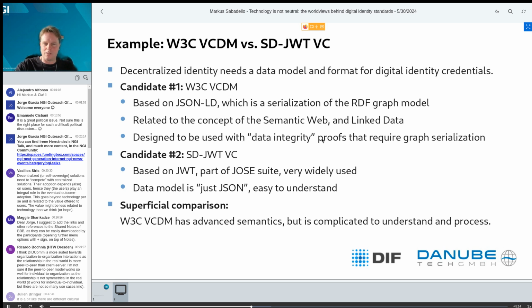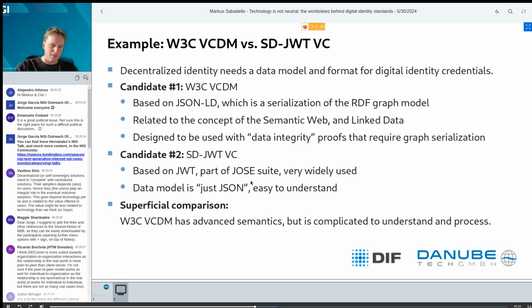And it's designed to use something called data integrity proofs. So if that piece of data is signed, if there's a digital signature on it, which is very important for digital credentials, there's always a signature on that, then it's technically relatively complex to put a signature on a graph. It needs to be serialized or canonicalized, or this should say canonicalization. But anyway, it's a data model that's not so trivial.